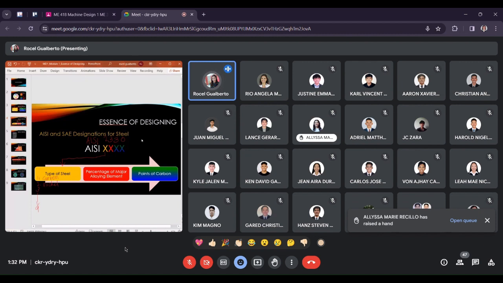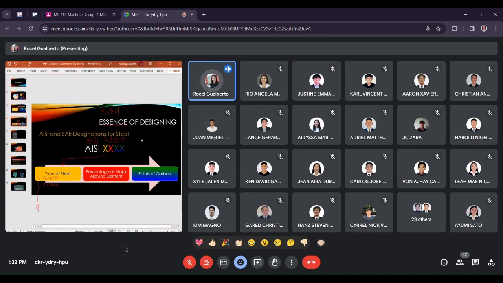We will always look for these, because I will be giving you these codes and you should know how to interpret them. So in this case, this is a nickel steel.